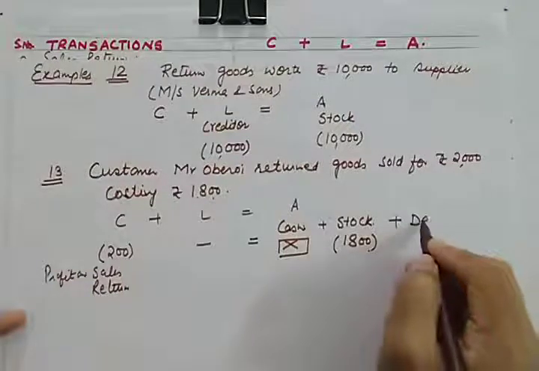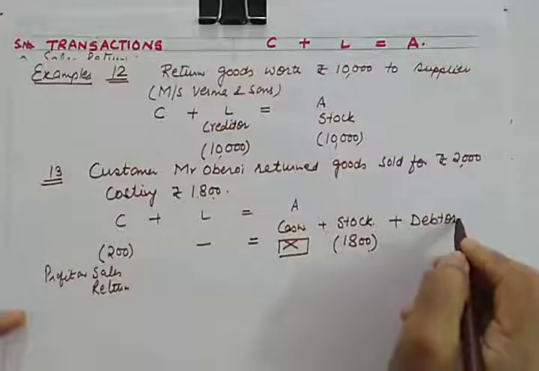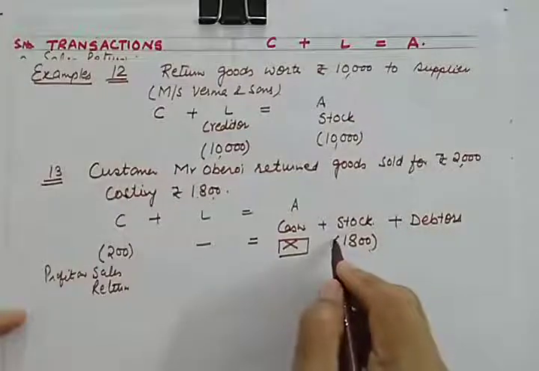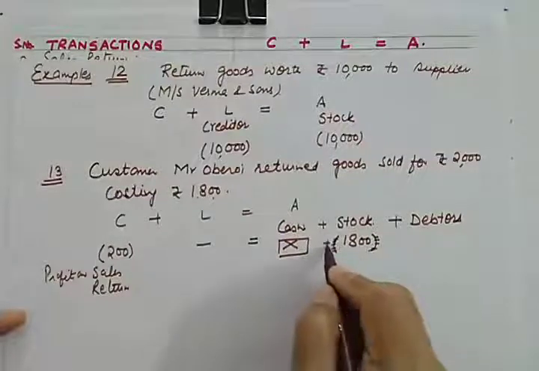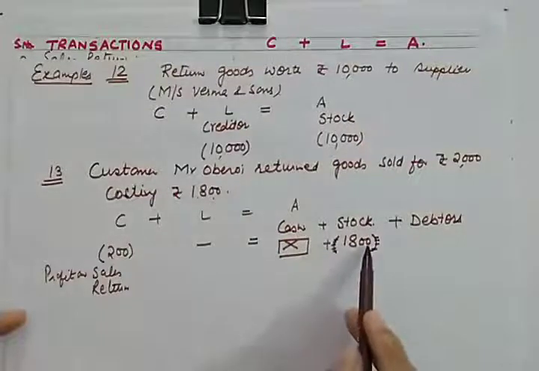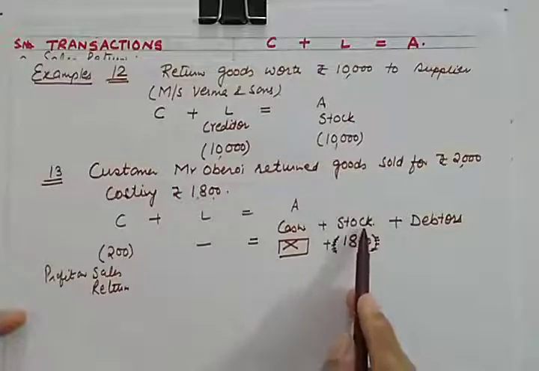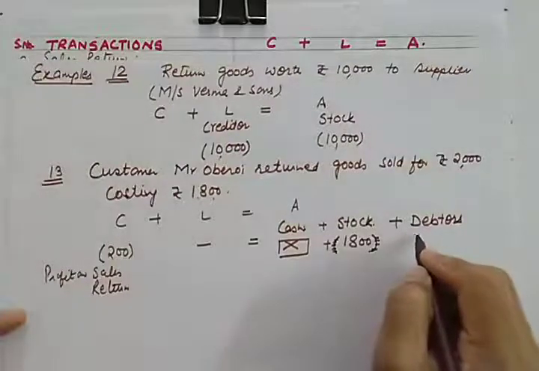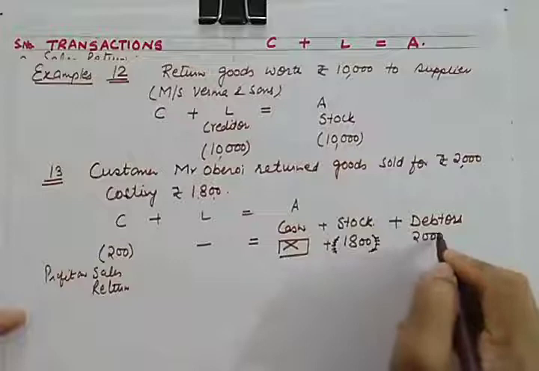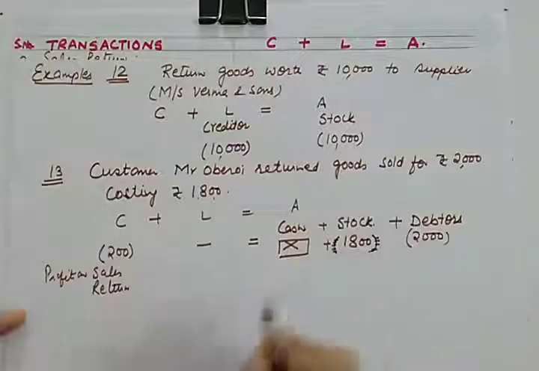And see, your stock will increase. Just wait. Your stock will increase because the customer is returning your goods. So when the customer is returning, this will be added back to the stock. So your stock will increase by 1800 while your debtors will decrease by 2000.